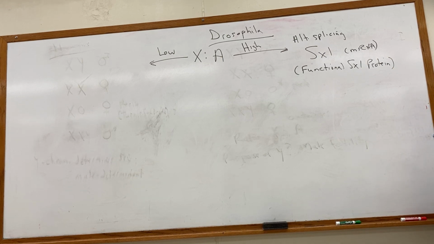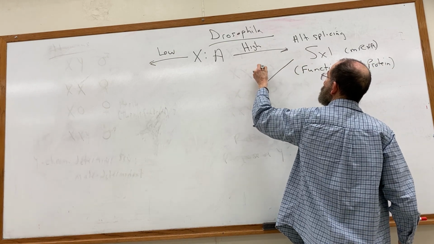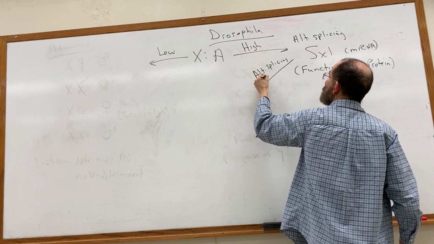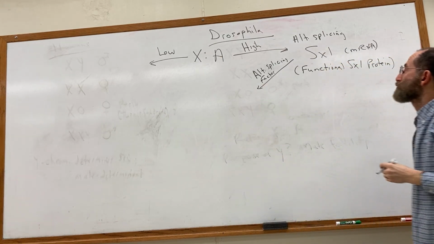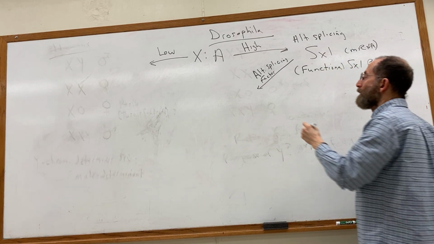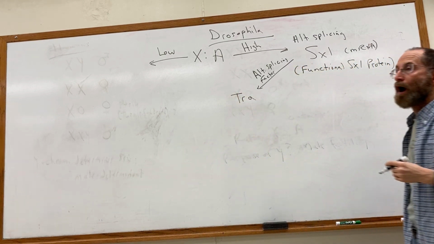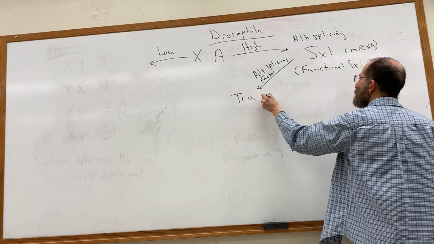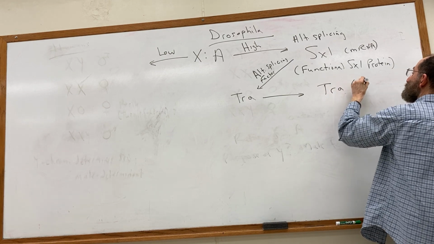Now, SXL is itself an alternative splicing factor. And the result is it's going to change the splicing pattern of the RNA for another protein called TRA. And that'll give us a functional TRA protein.